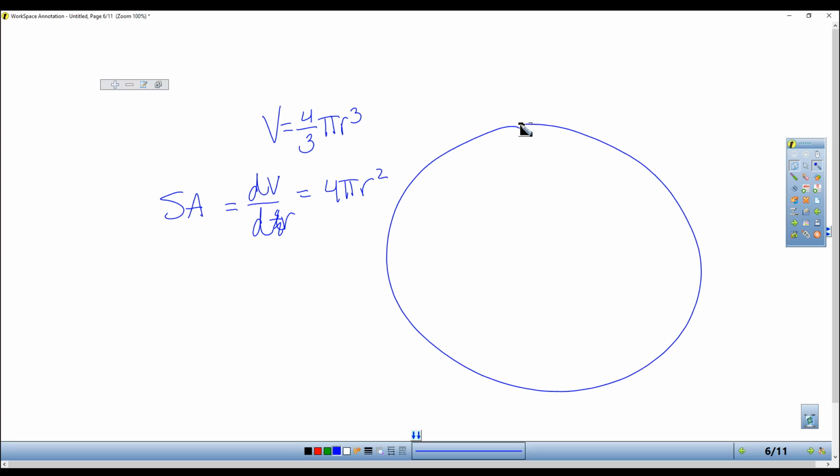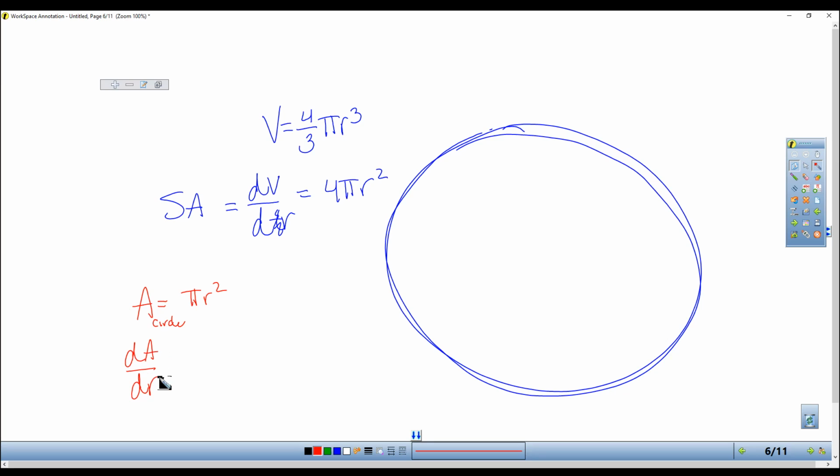That's because if you want to change the volume, the change in volume is going to be like adding a layer of surface area. Does that make sense? It works for other things too. Let's say you have the area of a circle. Area of a circle is pi r squared. What's the derivative of the area of a circle? It's 2 pi r. Does that formula look familiar?